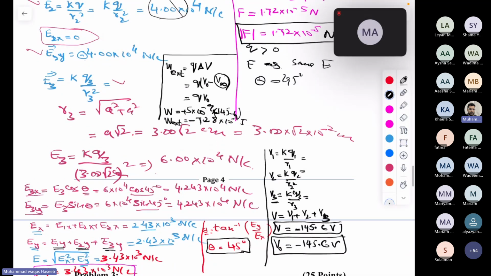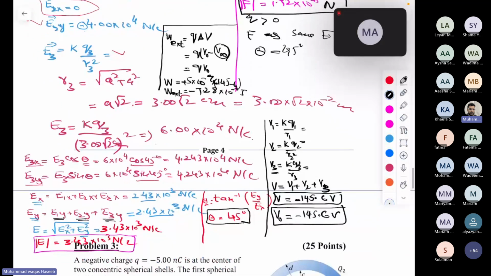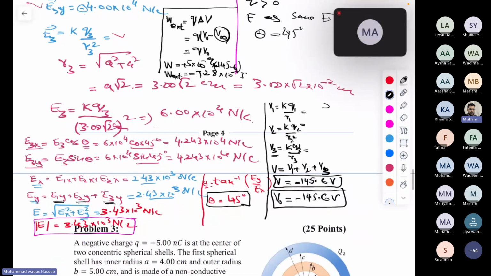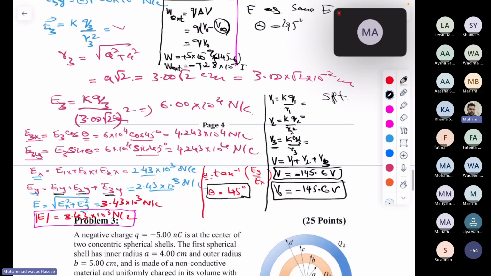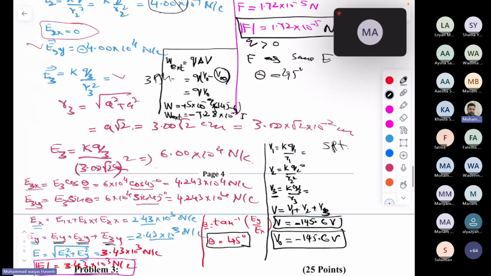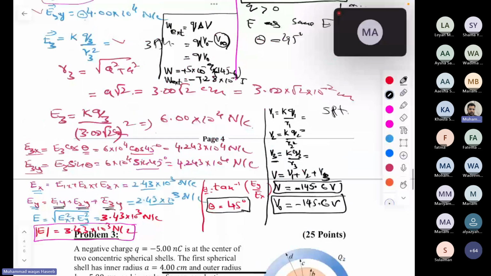If you do this problem, for this part you will get 5 points, 5 points for this, 4 points for this, 4 points, and 3 points for this question. So this is how the work is distributed.